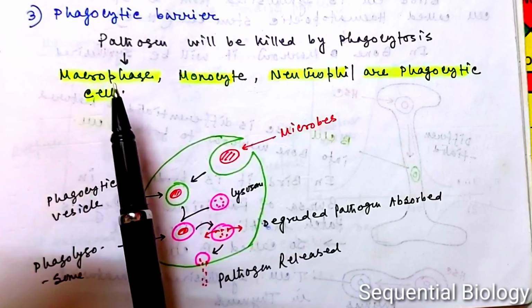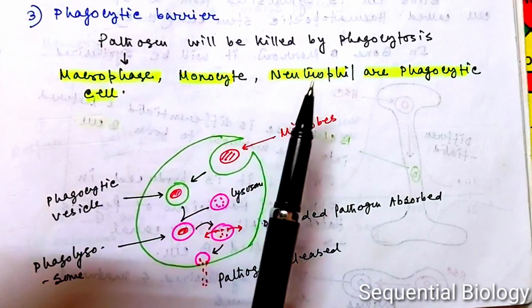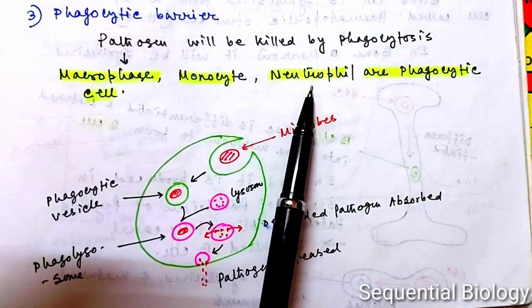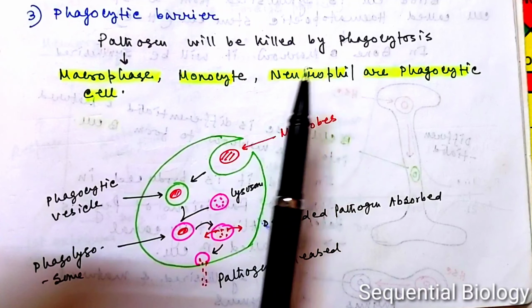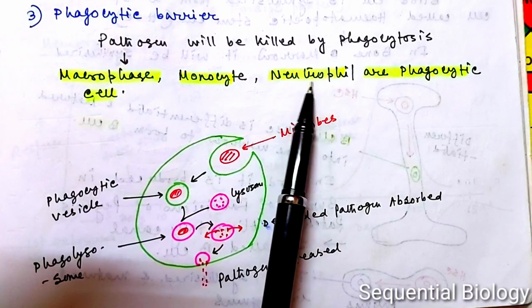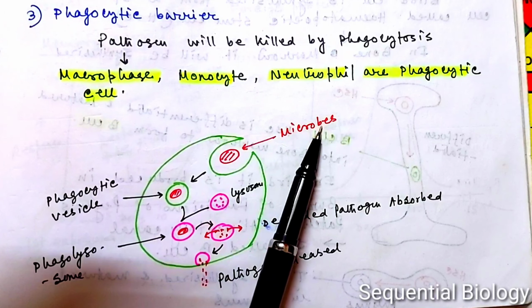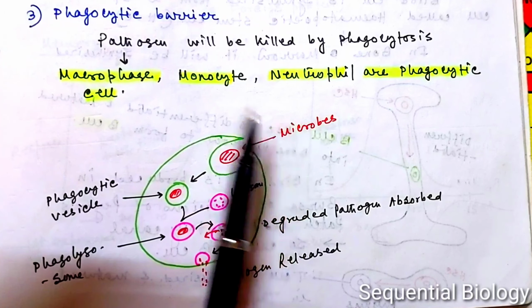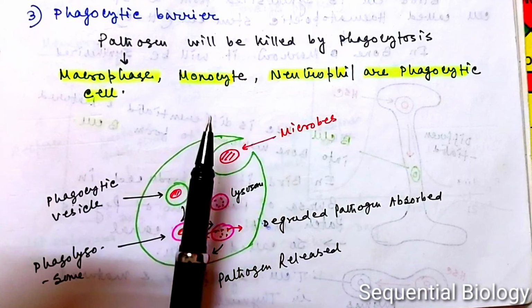And actually this phagocytic cell, the macrophage, monocyte or neutrophil, is not specific for a specific type of pathogen, and they can act against any type of pathogenic microorganism. So this is an important component of our innate immunological system.